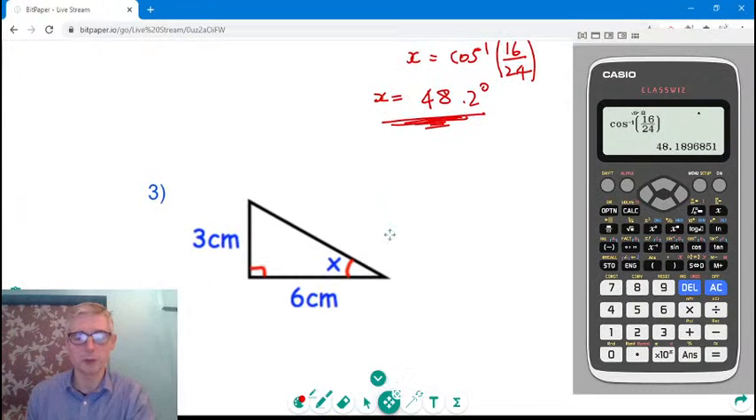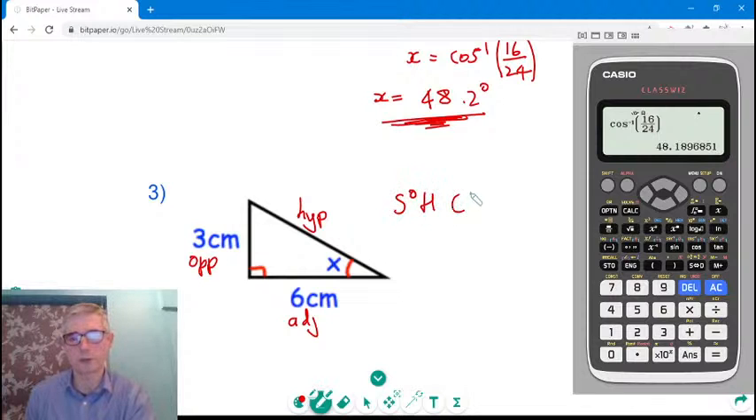I'm trying to cover all the possibilities. So this time, again, labelling the sides we've got: the long side opposite the right angle is the hypotenuse. The one opposite the x that we're looking for is the opposite. And the one that is next to x is the adjacent. So we can say, again, I'm just going to write this out. I think it's always a good idea to write this out before you start a question. SOHCAHTOA.